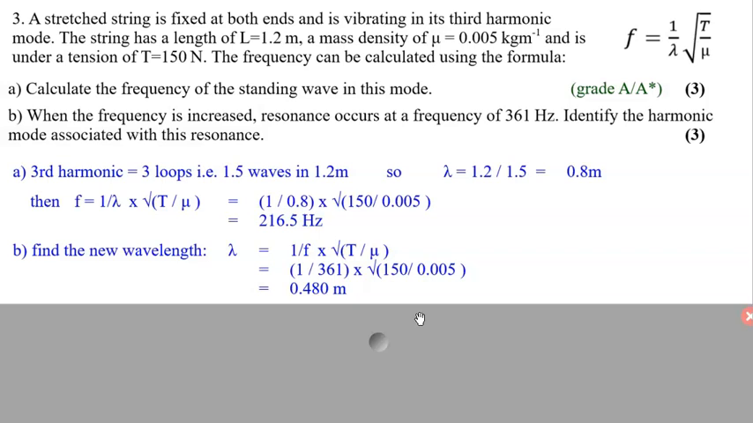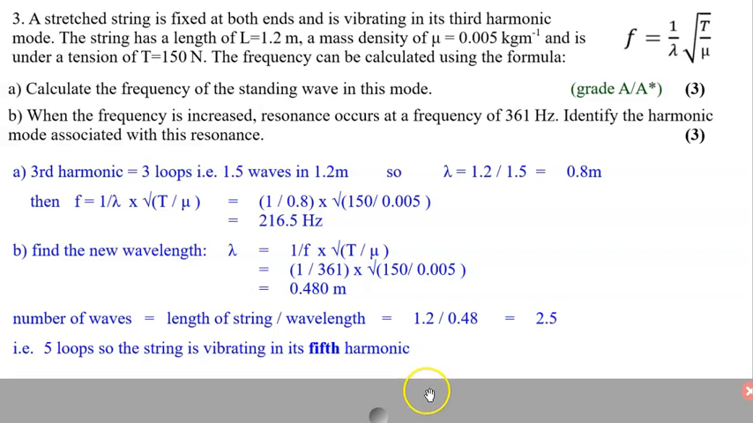And then we need to think, well, what do we do with that if the lambda is 0.48? We need to work out how many waves that represents. Similar to what we did before, the length of the string hasn't changed, that's 1.2. If the wavelength is 0.48, then I can divide the length of the string by the wavelength, and I get 2.5. So I've got 2.5 waves on the string now, as opposed to 1.5 before. And if it's 2.5 waves, well, we know that 1 wave is 2 loops, so 2.5 will be 5 loops. So that would be its 5th harmonic.